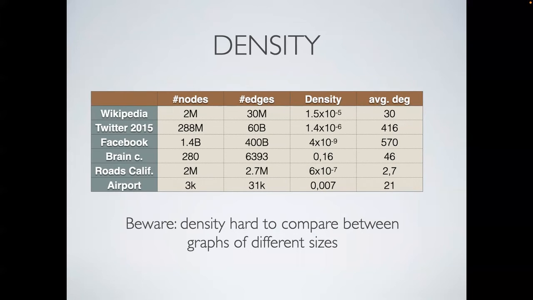So for instance, let's look at the density for some networks, the same as before. You see that your density is very, very small, very often when the graph is large. A very small fraction of the possible edges exist. And if you look at your average degree and compare it with your number of nodes, you see that it's very small.